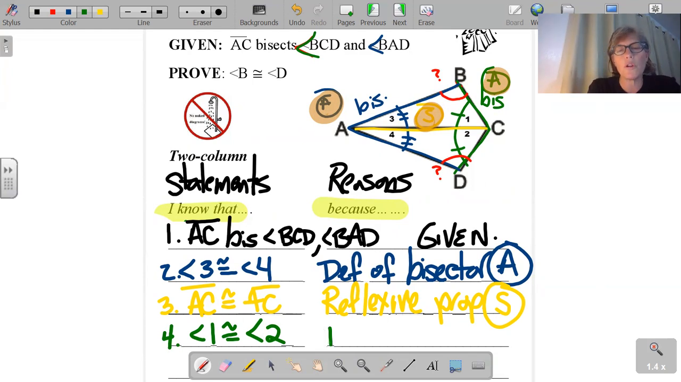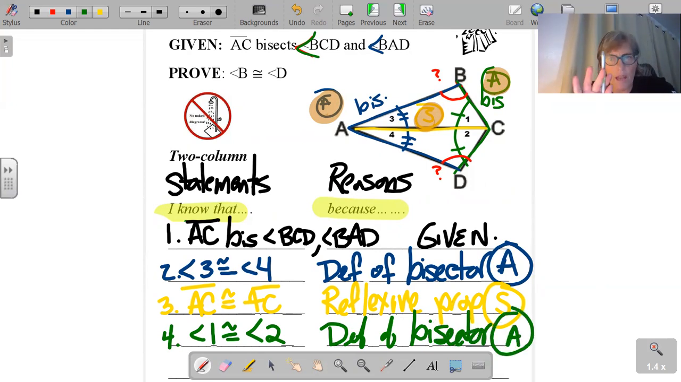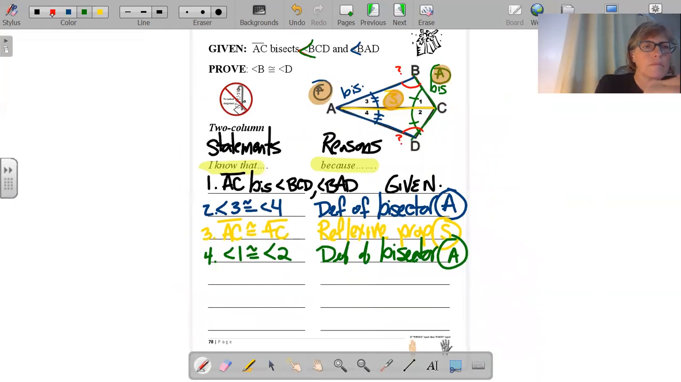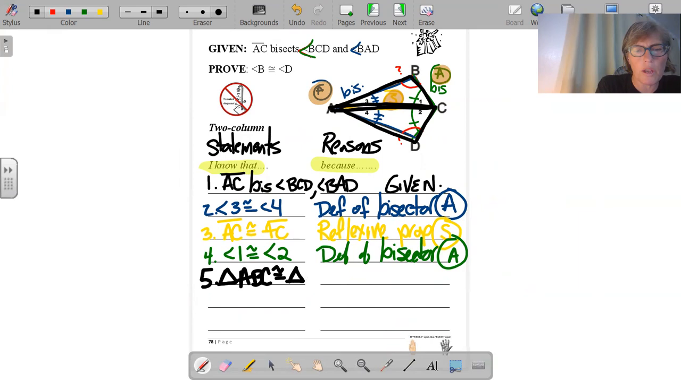Angle 1 and 2, of course, are congruent. Why is that true? Definition of a bisector. Pair of angles. Fabulous. Now, again, we're trying to go for B and D. Whole equal, parts equal. So now I can say this triangle is congruent to this triangle. Why? Because of the shortcut you have right here, angle, side, angle.